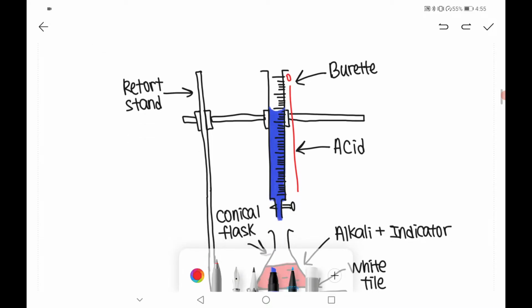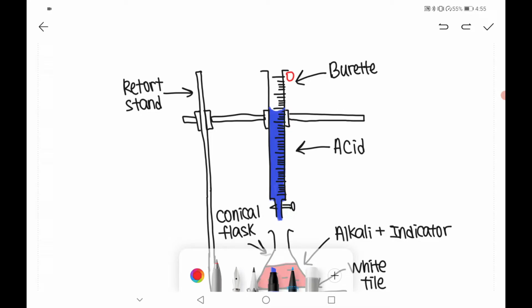So here, what is the final reading? No need to know, it depends. Some burettes are very long, so they can go up to 200. Some burettes are very short, maybe the reading is only 50. So you don't need to know the final reading. You just need to know that the burette is very special because the small value is on top and the big value is at the bottom.